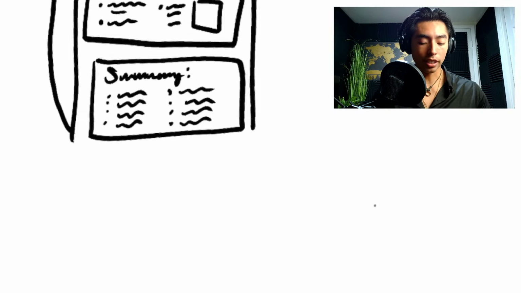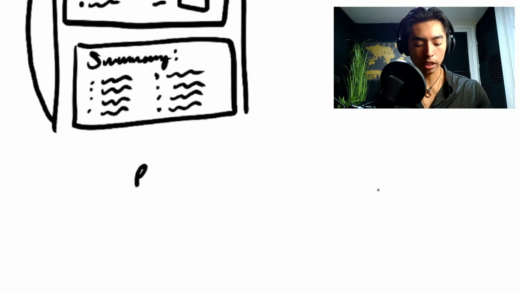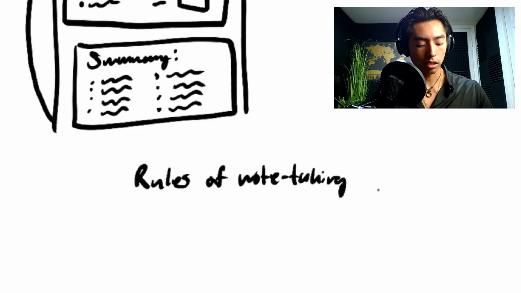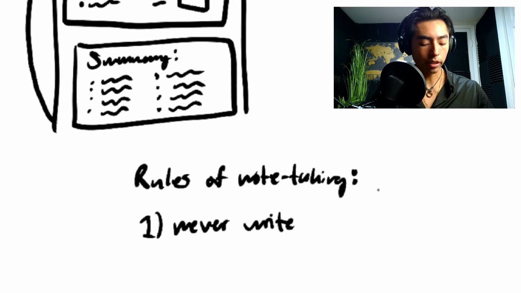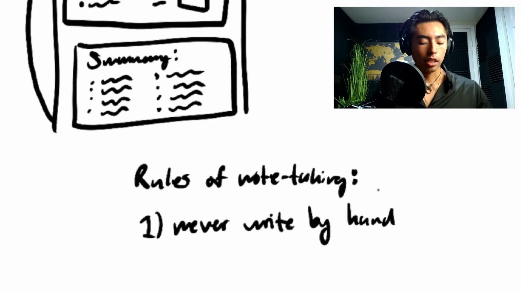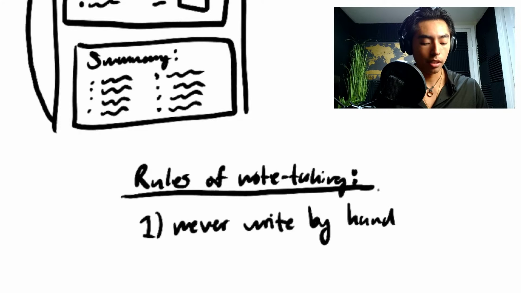Another thing I would like to mention is that we're going to have rules of note-taking. Rule number 1 is that I never write by hand. You can see even now that it's slow. The reason I never write by hand is because I can't keep up with the pace of the lecture unless I type it, because they talk fast.